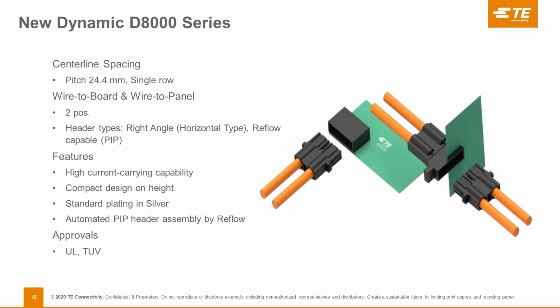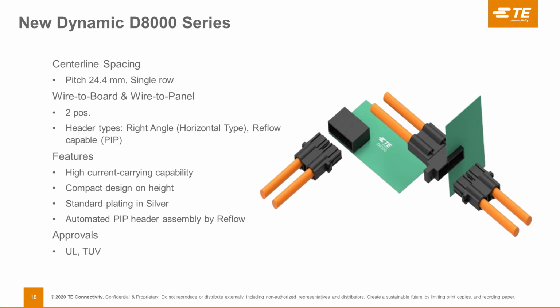High current carrying capability. This connector is designed to handle high current loads, ensuring efficient and reliable electrical connections. Compact design and height. The connector exhibits a compact and space-efficient design in terms of height, allowing for integration into systems with limited space constraints. Standard plating in silver. Featuring standard silver plating, this connector ensures good conductivity and corrosion resistance, contributing to its overall durability. Automated PIP header assembly by reflow.